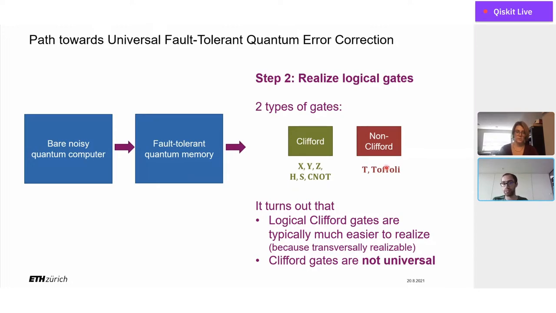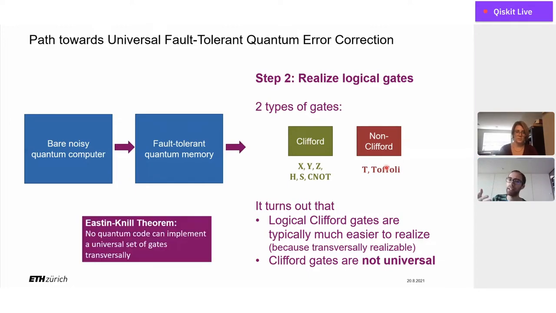And in fact, it's even worse than that, right? Because it turns out that a circuit that only contains Clifford gates can be simulated efficiently with a classical computer, right? So if you want to have any kind of quantum advantage of our quantum computer compared to a classical computer, we absolutely need to have these non-Clifford gates. So one theorem that encapsulates this difficulty is the so-called Eastin-Knill theorem, which is a no-go theorem that says that there exists no quantum error correction code that can implement a universal set of gates transversally. So this is really a big problem.